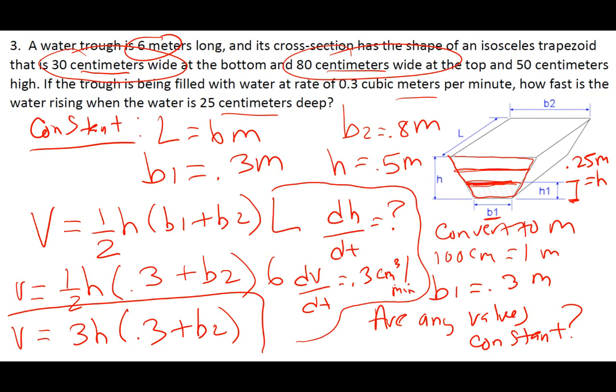I'm going to have to set up a ratio between the height and base 2, which I'm going to go ahead and do on my next slide. So base 2 of this trough compared to the height. They're telling me in this problem that the length of base 2 is 80 centimeters, which remember we made into 0.8 meters, compared to the height, which is equal to 0.5 meters. So I'm going to go ahead and set up that ratio.